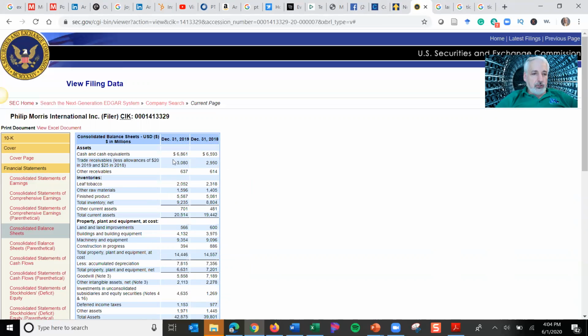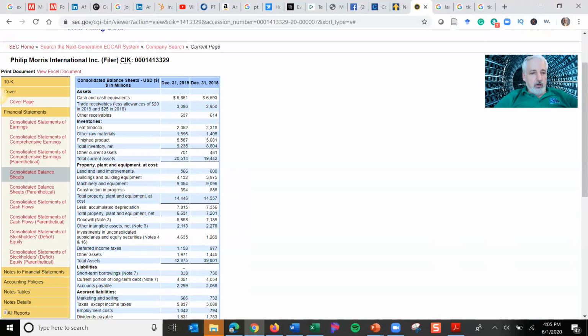And we get cash. We get inventory. We get tobacco leaf to the tune of $2 billion. That's in millions, yep. We've got other raw materials, 1.5 billion. We've got finished product of 5.6 billion. Total inventory of $9.2 billion, out of 20 billion in total current assets. And we have total assets of $43 billion. So we got 9 billion out of 43 billion in inventory.